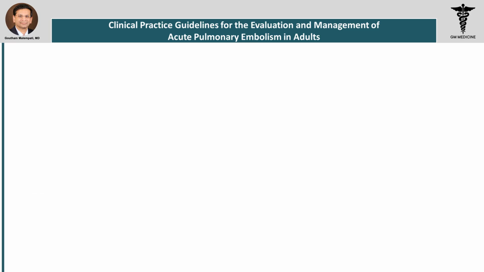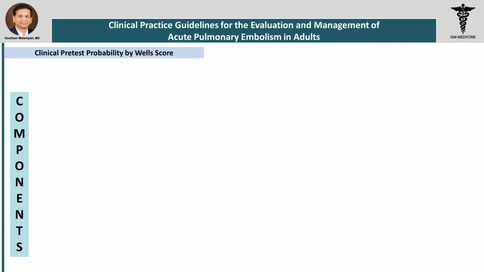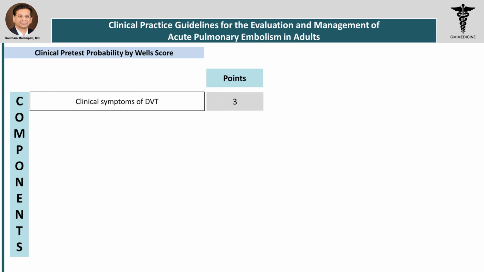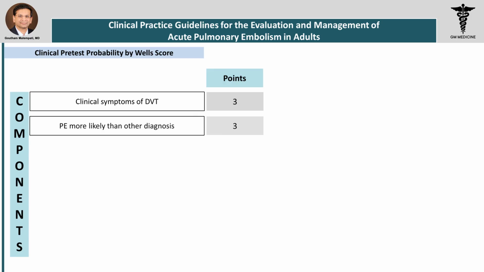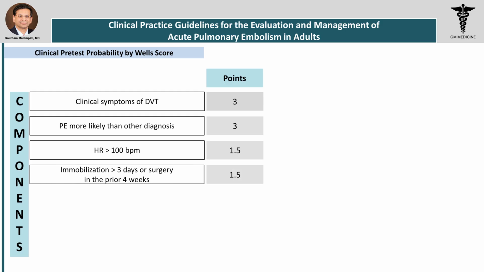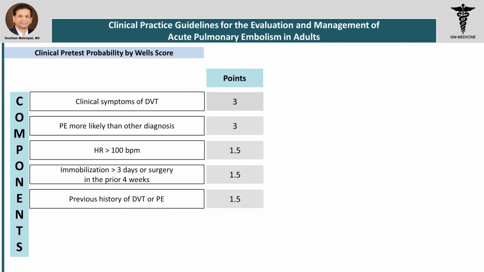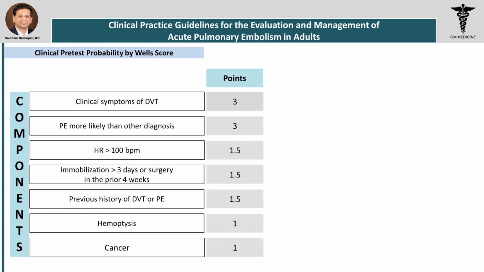Clinical pretest probability by Wells score. Components: clinical symptoms of DVT, 3 points. PE more likely than other diagnoses, 3 points. Heart rate greater than 100 beats per minute, 1.5 points. Immobilization greater than 3 days or surgery in the prior 4 weeks, 1.5 points. Previous history of DVT or PE, 1.5 points. Hemoptysis, 1 point. History of cancer, 1 point.